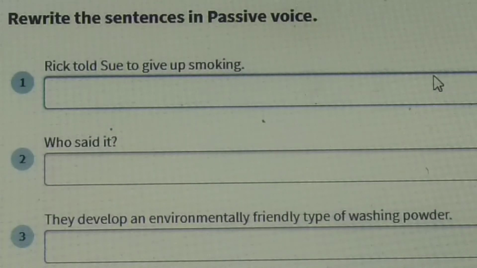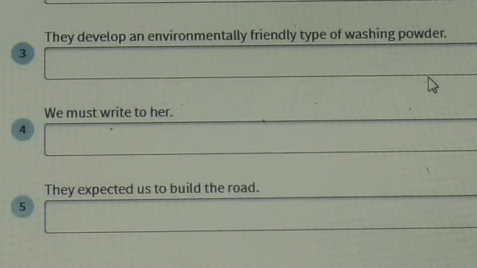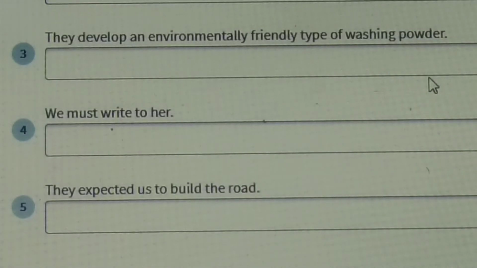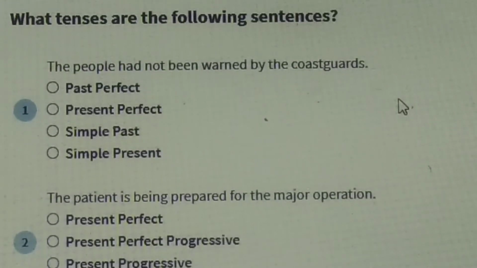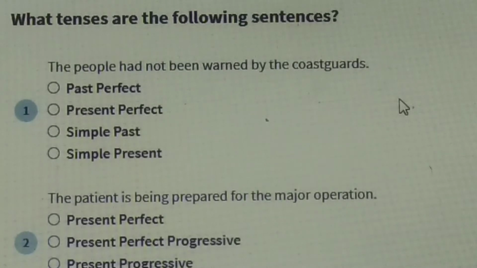Rick told Sue to give up smoking. They develop an environmentally friendly type of washing powder. Look at the fourth one. The fifth one, children. Are you writing? Very good. The next exercise, what tenses are the following sentences?